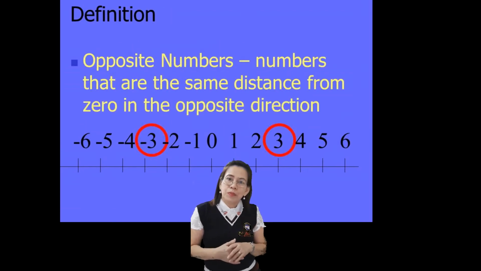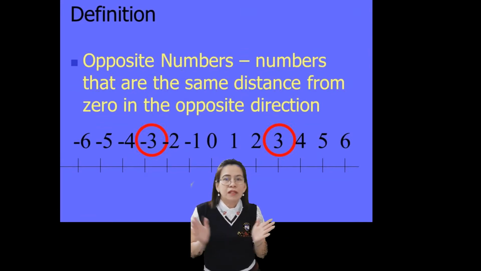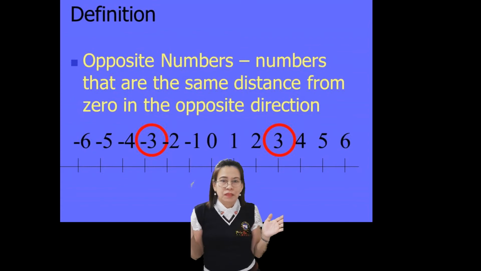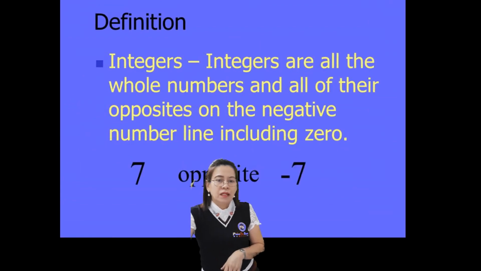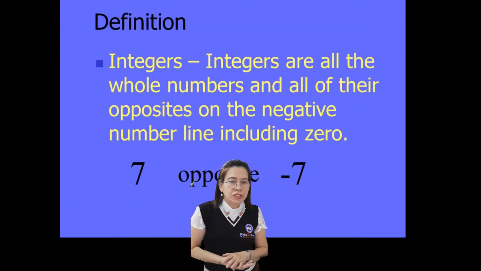Another term, opposite numbers. These are numbers that are the same distance from 0 in the opposite direction. Let's say negative 3 is opposite to positive 3.